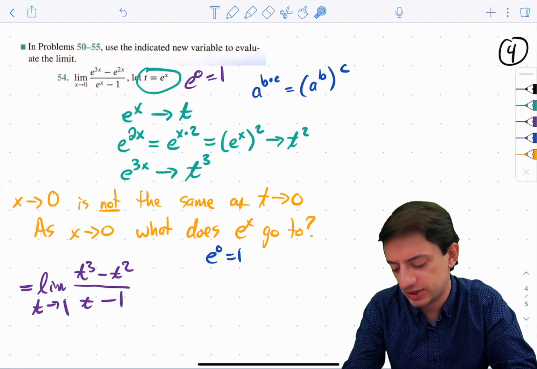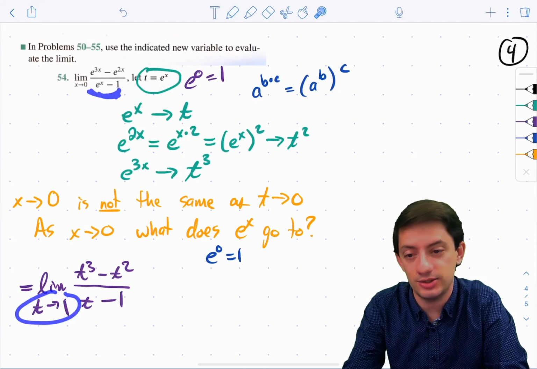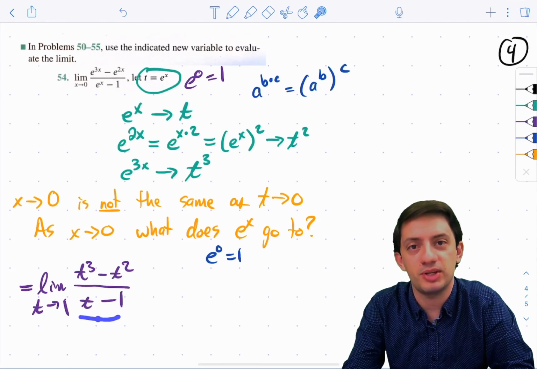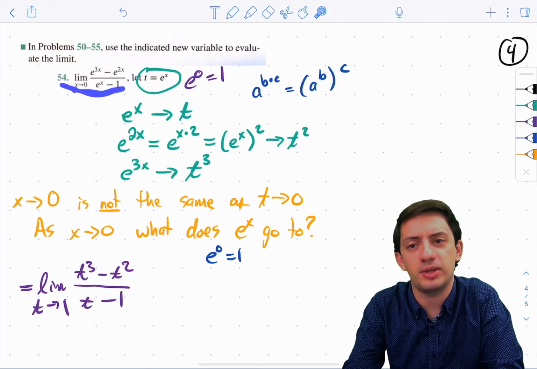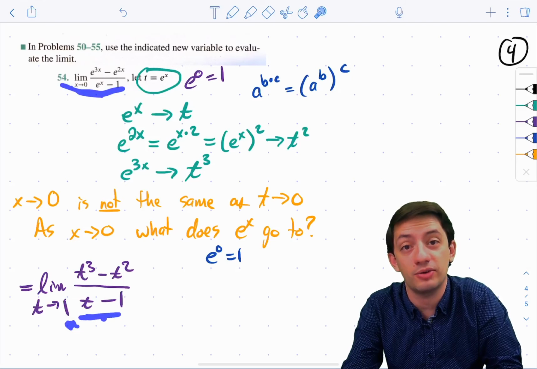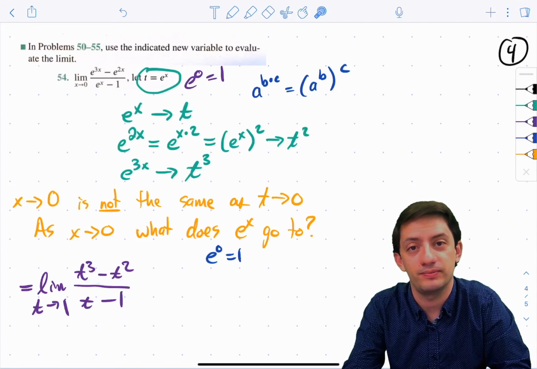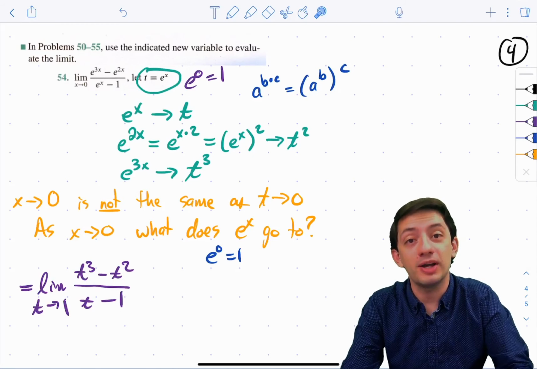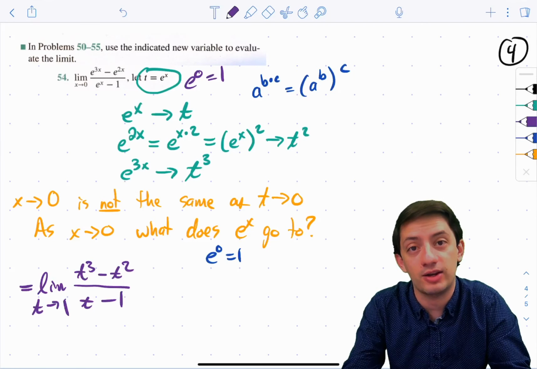So if you forgot to change your limit, you would have had something that's not a problem where you can just plug it in, and that wouldn't make sense. Plugging in 0 gives you a problem here, and therefore plugging in your new limit should give you a problem here. And if you got it right, and you got 1, then it does. Because now you have 1 minus 1 over 1 minus 1, and that's 0 over 0. But since we've turned it into polynomials, we can use all of the things we know about polynomials, like factoring, to solve.